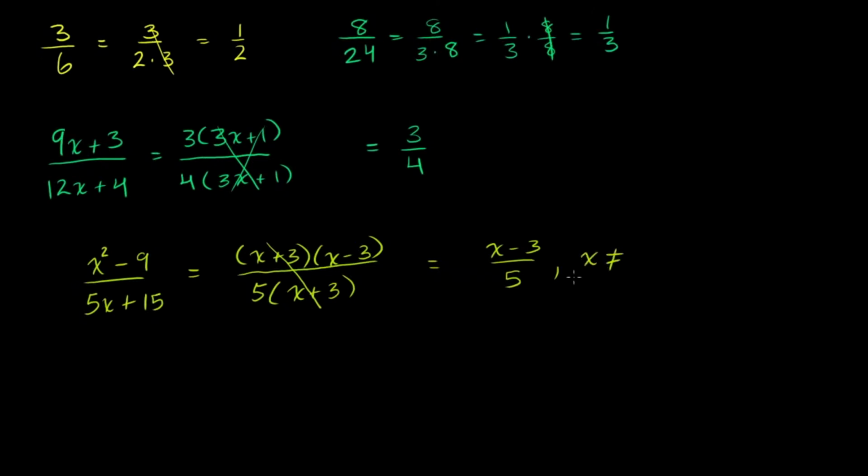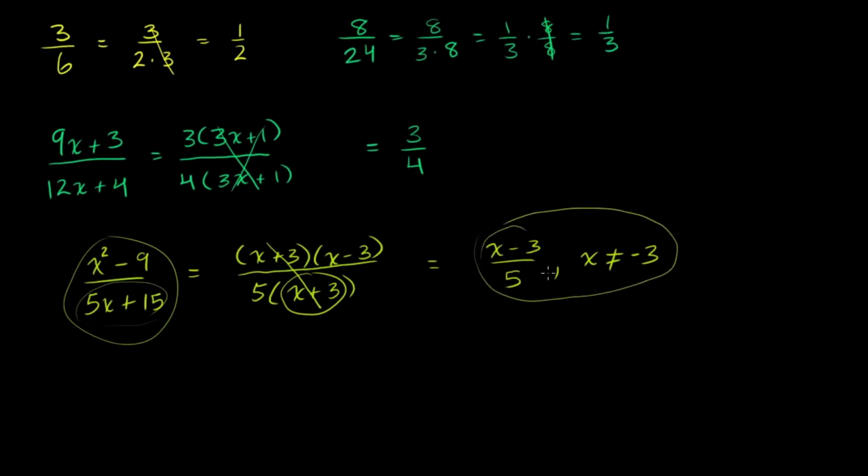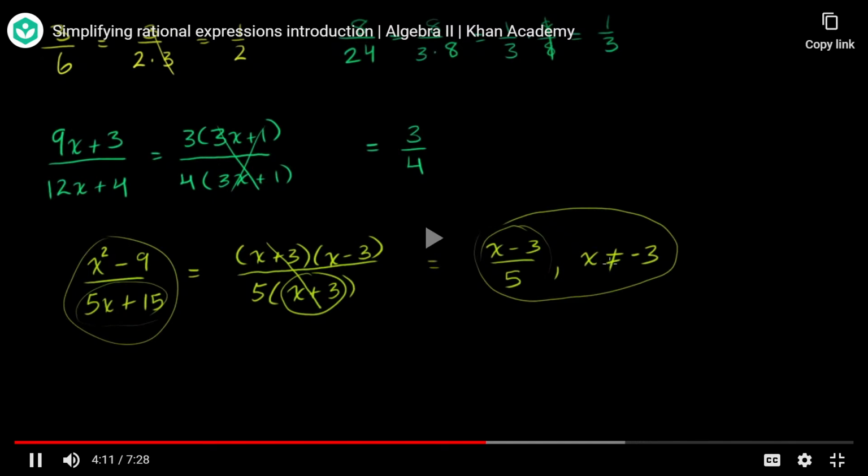But x cannot be equal to negative 3. Negative 3 would make this 0, or it would make this whole thing 0. So this and this whole thing are equivalent. This is not equivalent to this right here, because this is defined at x is equal to negative 3, while this isn't defined at x is equal to negative 3. So to make them the same, I also have to add the extra condition that x cannot equal negative 3.